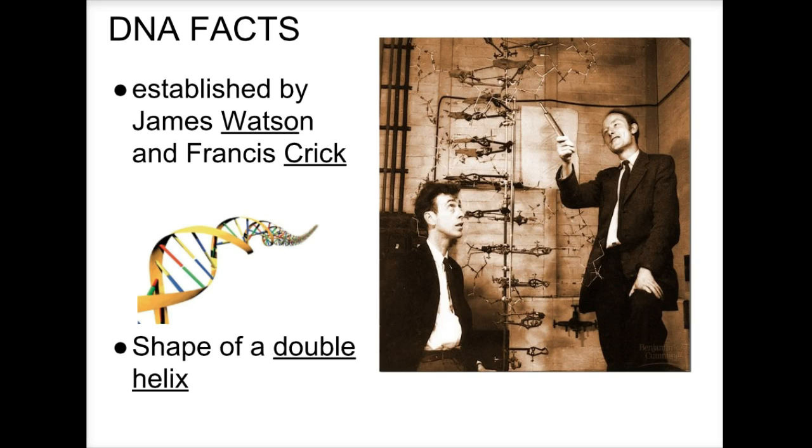When we talk about the shape of DNA, we call it a double helix. So if you think of a ladder that has the sides and then the rungs in the middle, you take a ladder and you twist it, that will give you a double helix shape. So if you remember, we said chromosomes are in the shape of an X, DNA is in the shape of a double helix.